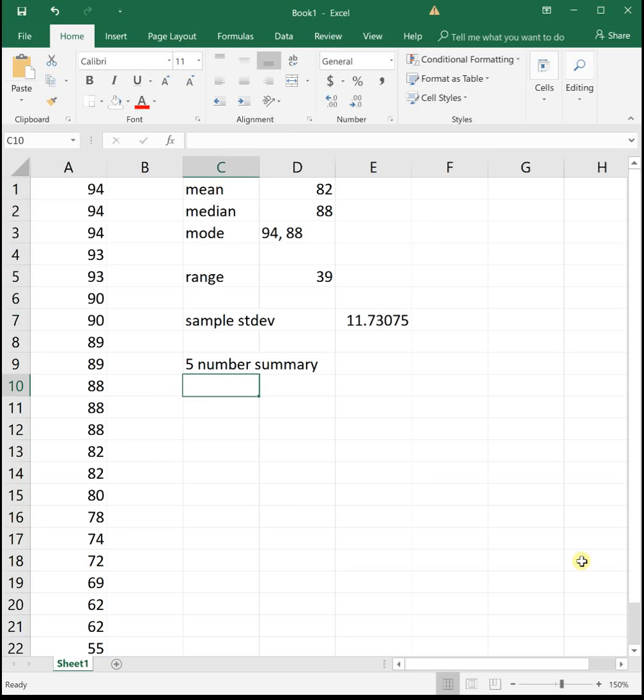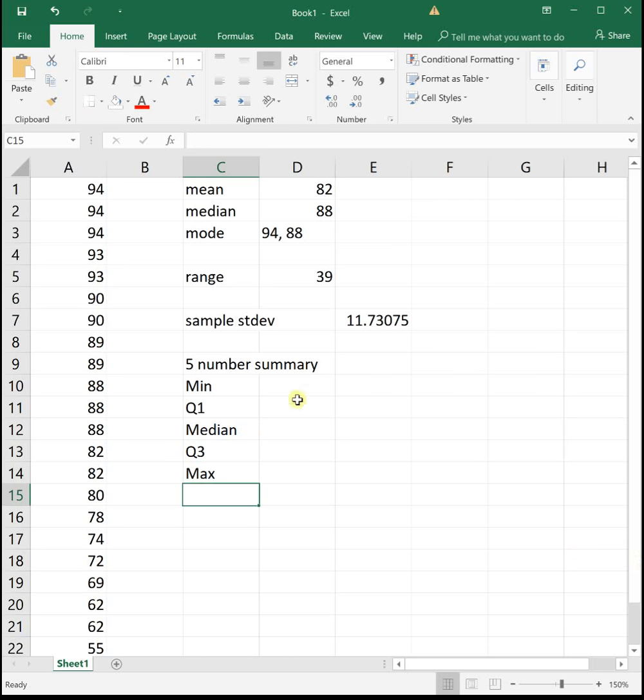So one other way to describe data that I don't think is mentioned in your book is the 5-number summary. And we're going to cover it here, even though I don't think it's in your book. And the 5-number summary is comprised of the minimum, what we call the first quartile or the Q1, the median, then the third quartile or Q3, and the maximum.